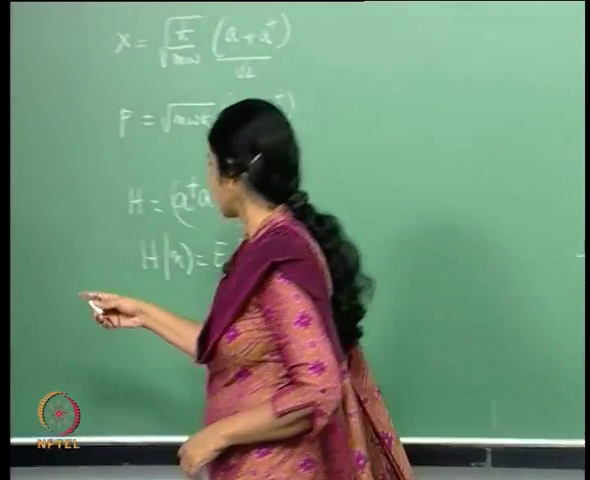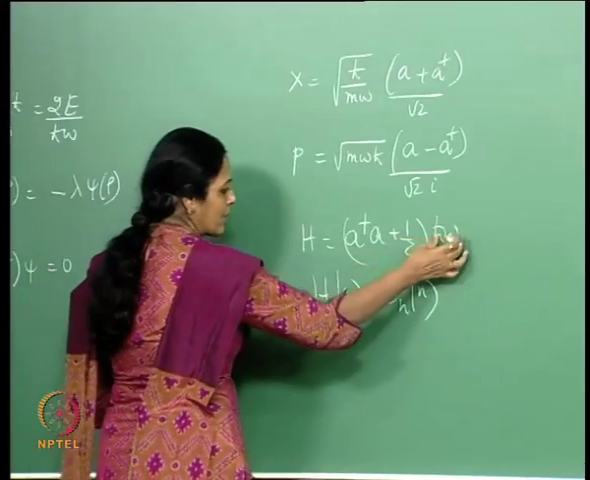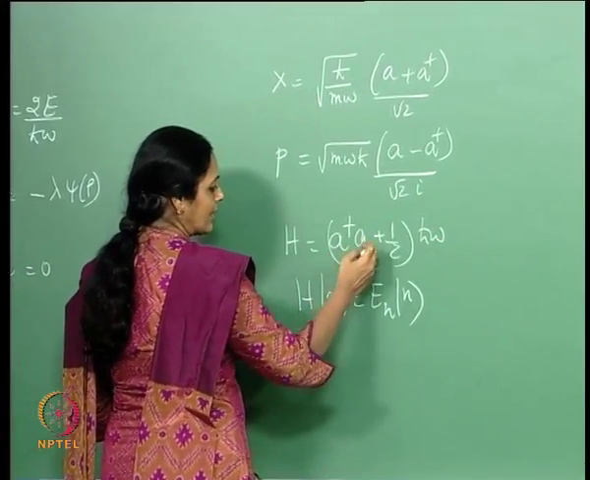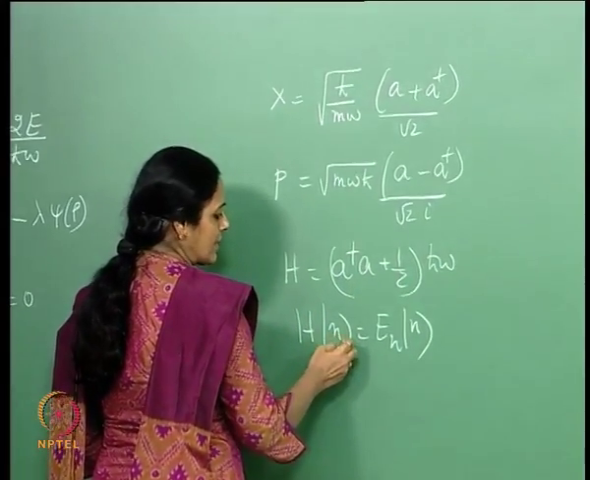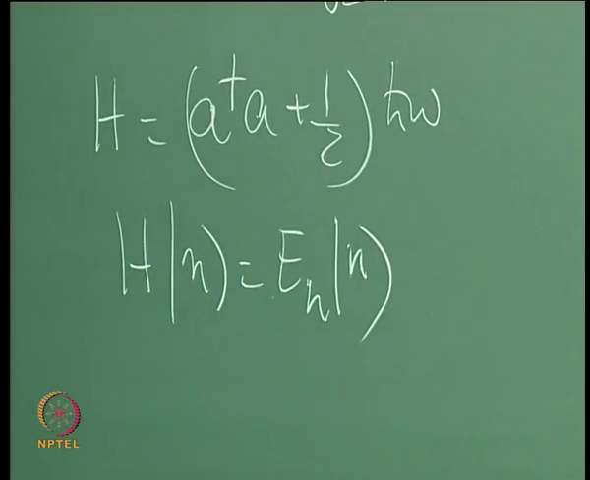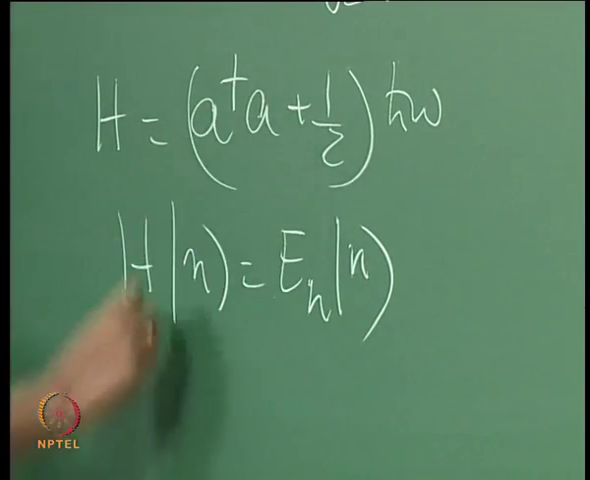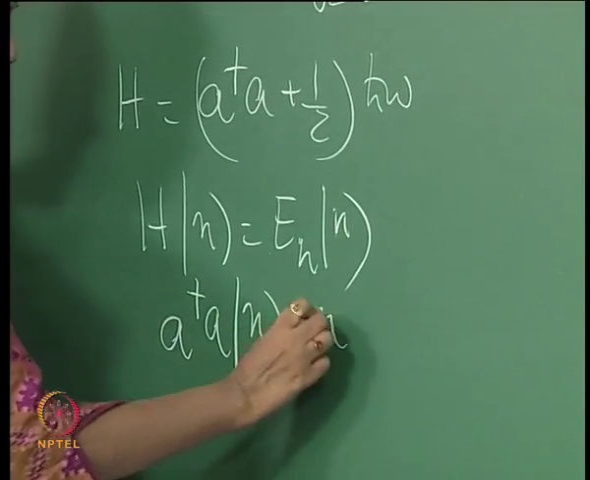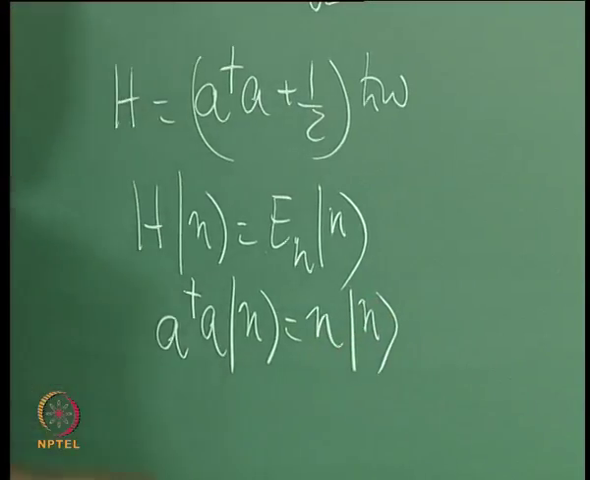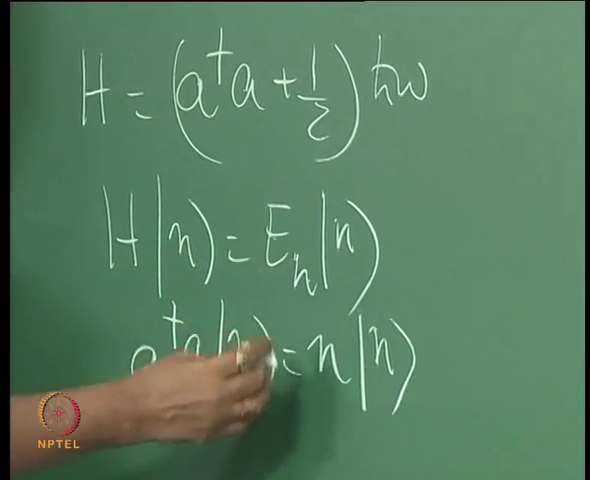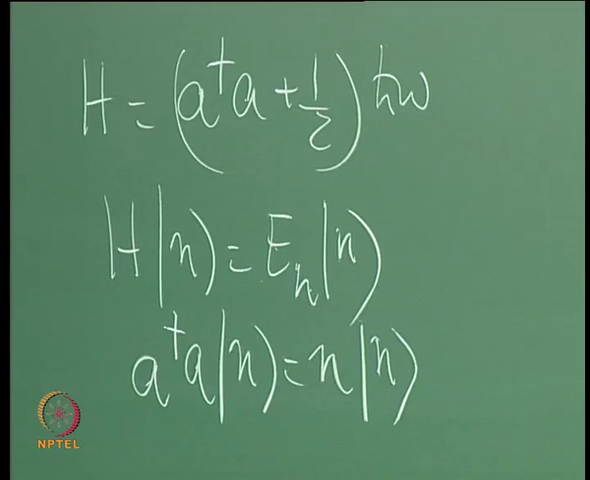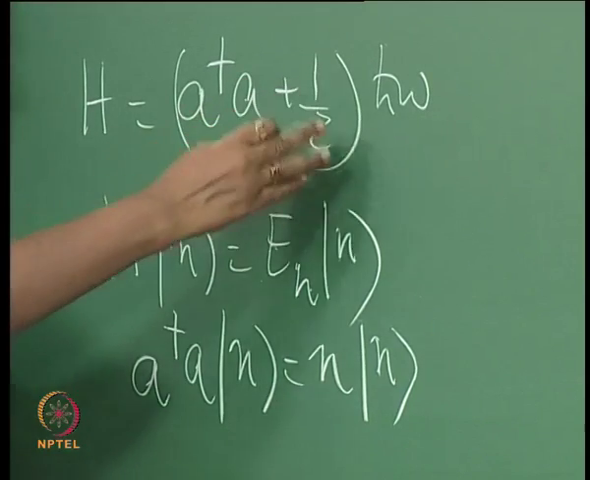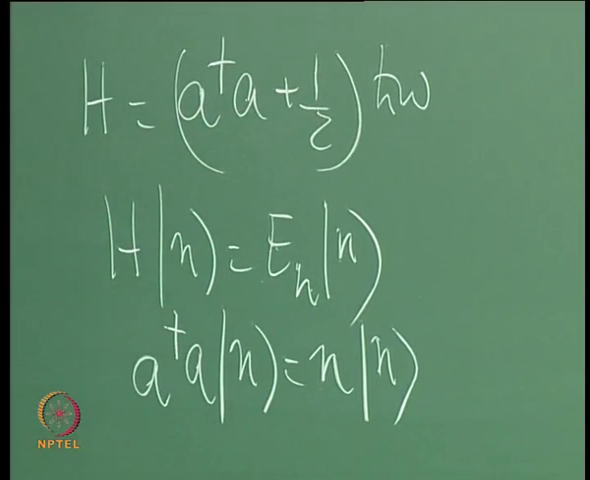I have scaled out an h cross omega, so I might as well just pull that out and say A dagger A plus half ket n is E in units of h cross omega ket n. And if I forget the half as well for the moment, I have A dagger A ket n is n ket n, where I realize that E sub n is n plus half h cross omega, where n is an integer, and since I have removed the half h cross omega, I have this.